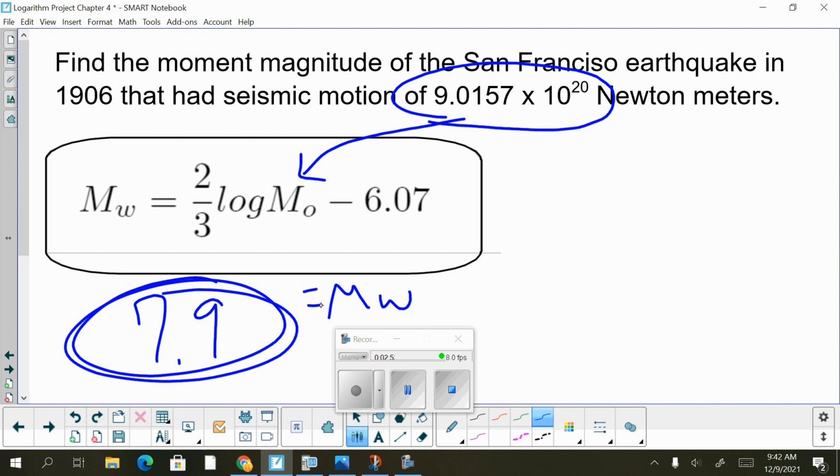That's a very famous earthquake. It shook the whole city. Most of the buildings fell down, and then the city caught on fire, and almost the whole entire city burnt down. I read a book about it.